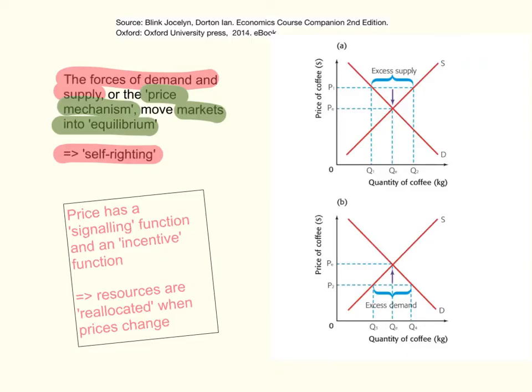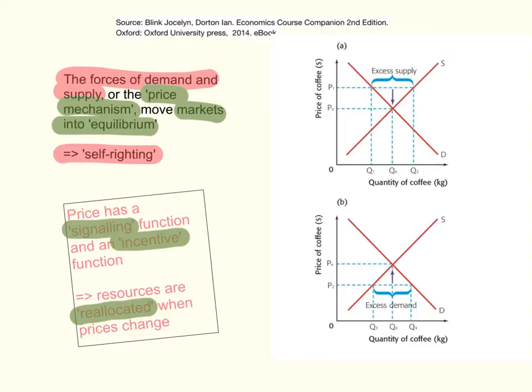In a free market without any outside intervention, prices have two main functions. First of all, prices have a signaling function. They signal to producers whether they need to produce more or less of that product. At the same time, prices have an incentive function. They give producers an incentive to produce more or less, and they give consumers an incentive to consume more or less. So basically, in that sense, prices help in the reallocation of resources. Whenever the price changes in a free market without any government intervention, this results in a reallocation of resources.